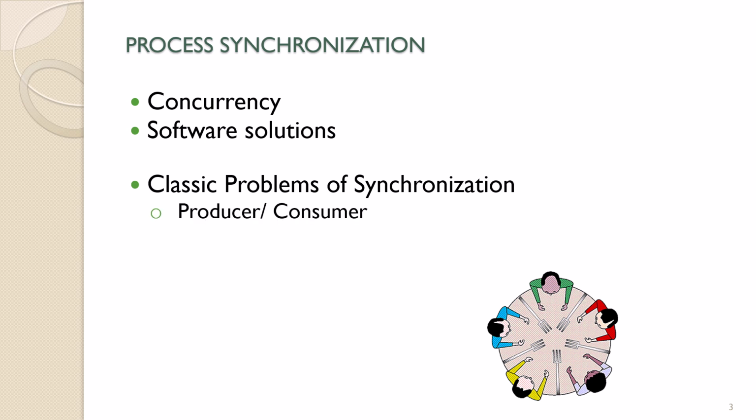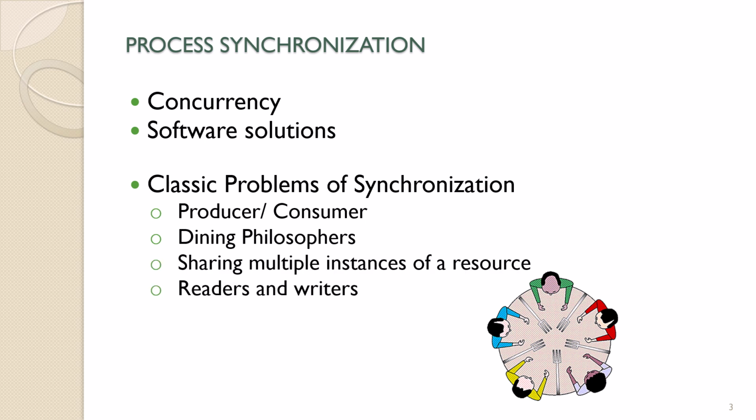producer consumer. The producer consumer is a bounded buffer problem. That means it's a buffer with a particular size, a bound on it. Then the dining philosophers, how processes can share multiple instances of a resource, readers and writers, and then we're going to talk about an overview of deadlocks.